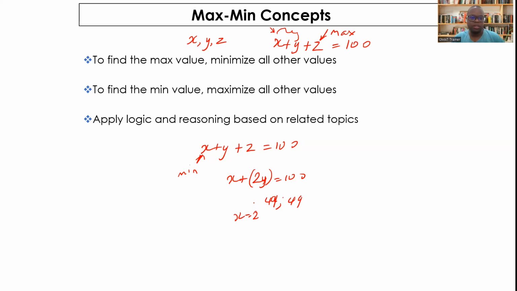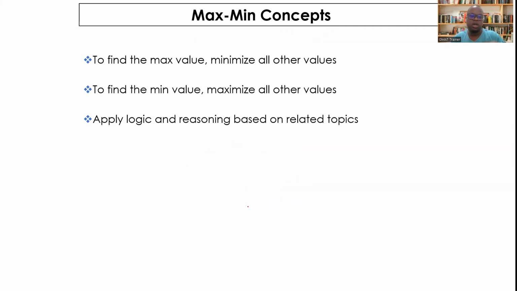That is the maximizing and minimizing value principle. You can read more about it. This is just an overview and a summary, and there are quite a number of other constraints which may come with it that you need to clarify. You need to apply logic and reasoning based on the topics being asked.